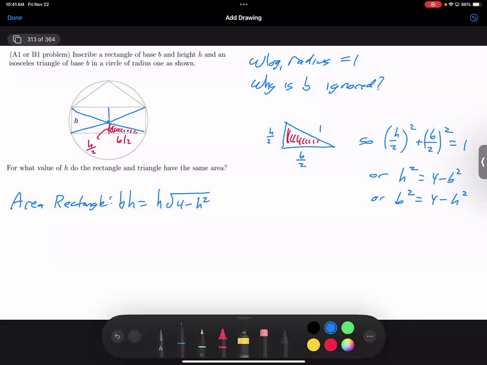So instead of saying I want the two areas to be the same, I want something that's going to be equal only if the areas are equal, but it's not going to have a square root. What's related to the area of the rectangle that has no square root? Instead of looking at the area, which has a square root, how could I get rid of the square root?